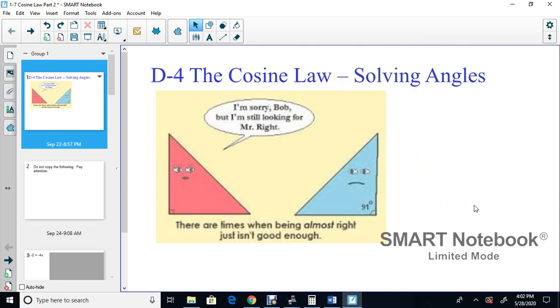And I'm going to give you another joke because this is so hard. The other stuff was easier, but this is so hard. I'm going to give you another joke just to loosen you guys up, and we'll go from here. So here we go. Here's the nice female triangle and the nice male triangle. I'm sorry, Bob, but I'm still looking for Mr. Right. Not 91 degrees, but Mr. Right. There are times where being almost right just isn't good enough.